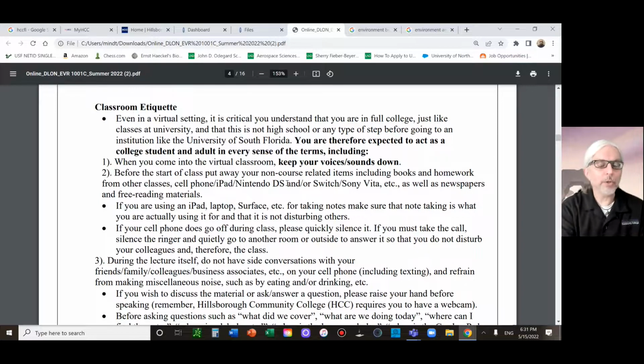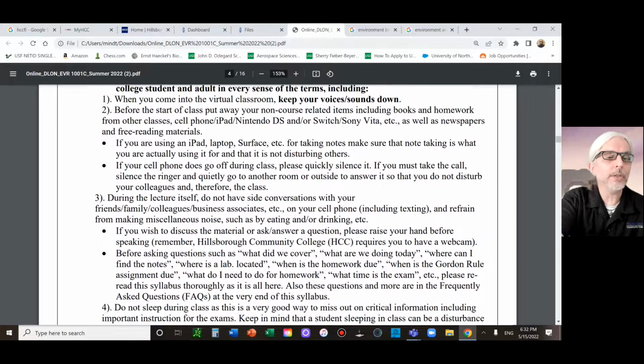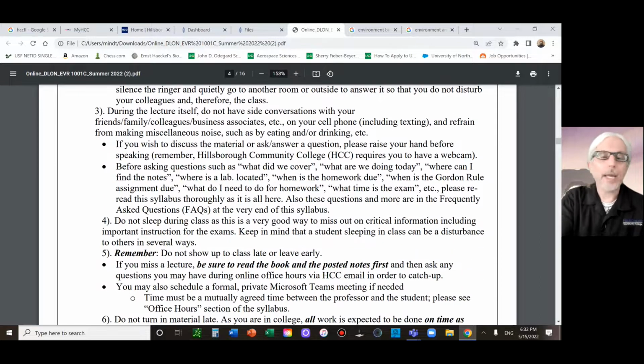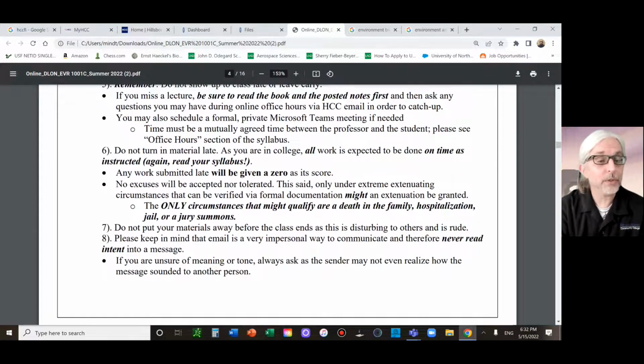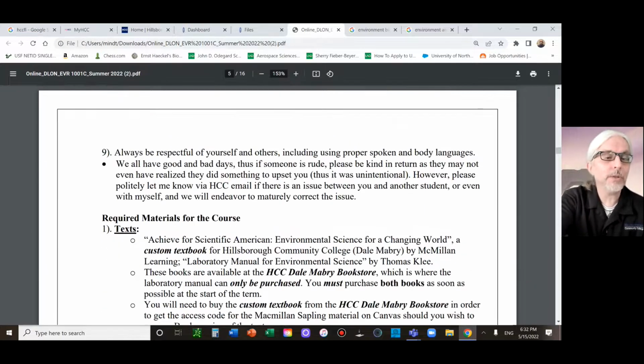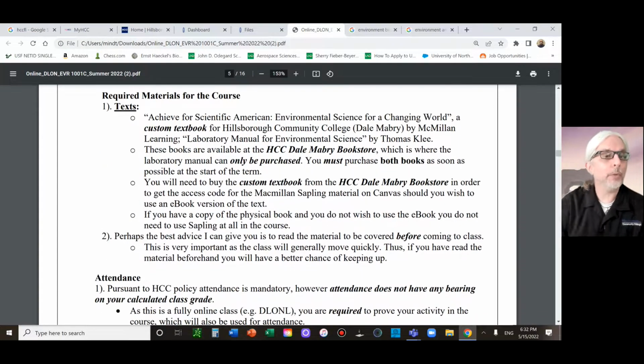Now, notice they're talking about putting your stuff away and don't be noisy and don't be playing games in the class. Yeah, of course, it doesn't directly apply to an online course, but it applies to everything else going on at HCC. So again, I put it here just for you to read. It's useful to you in regards to being on campus. Again, for our class, doesn't really apply, but I wanted to help you out as much as I could.